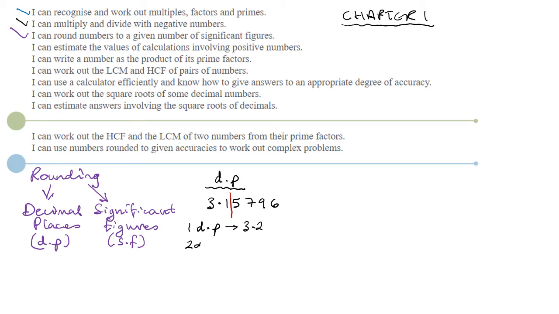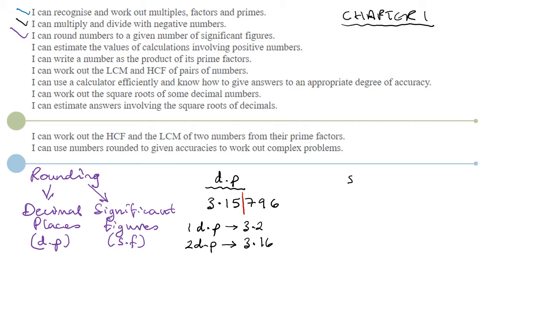Let's say instead I was asked to round that to 2 decimal places. Well, my line would now go after the second decimal place. I do something similar to what I did before, and I would look at the digits either side of that. So this 5 is either going to stay the same or go up. In this case, because that's a 7, this goes up to 6, so that's going to be 3.16, and so on. Okay, so that's rounding to decimal places.